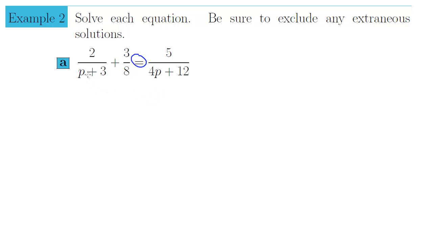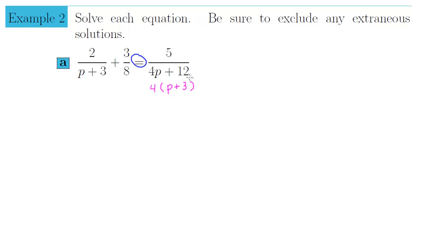Right? P plus 3 can't be factored. Right? There's no GCF to pull out. It's not a difference of squares. It's not a trinomial. This is as simple as this denominator gets. 8 is 8. Okay, but 4p plus 12 has a common factor that you can pull out. Right? There's a 4 in common. If you pull out a 4 from 4p plus 12, you'll be left with p plus 3.